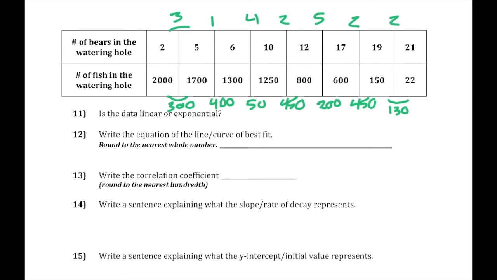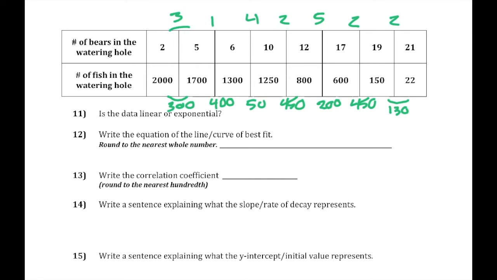So looking at those changes and the changes above, I'm guessing this is probably going to be a linear situation because our changes aren't too crazy different. There are some changes for sure, and they're not quite the same. So 3 over 300, 1 over 400 seems a little weird. But we're going to have that discrepancy with scatter plots.